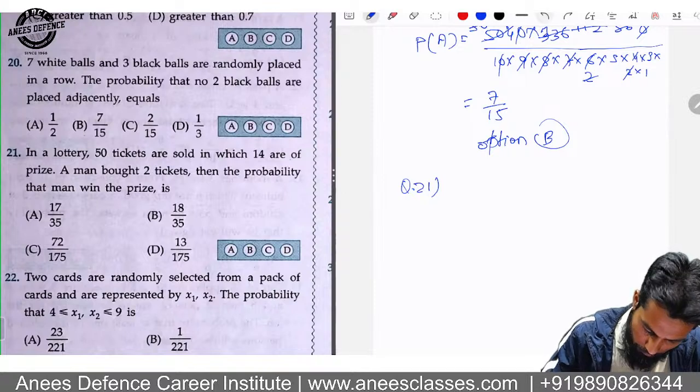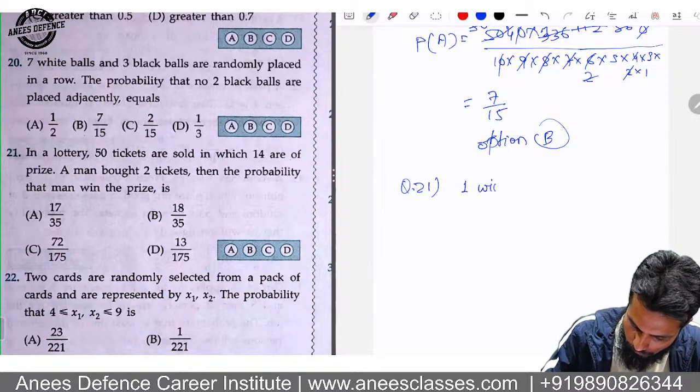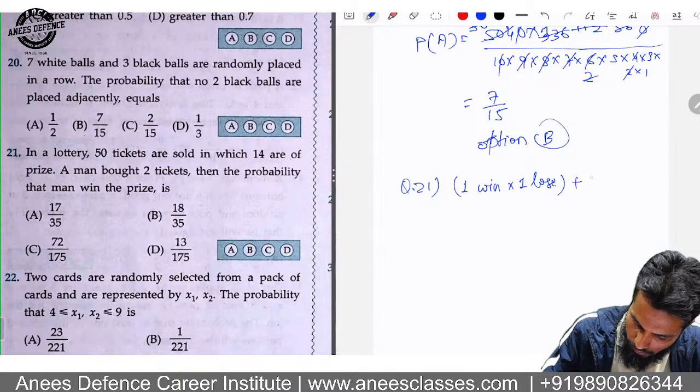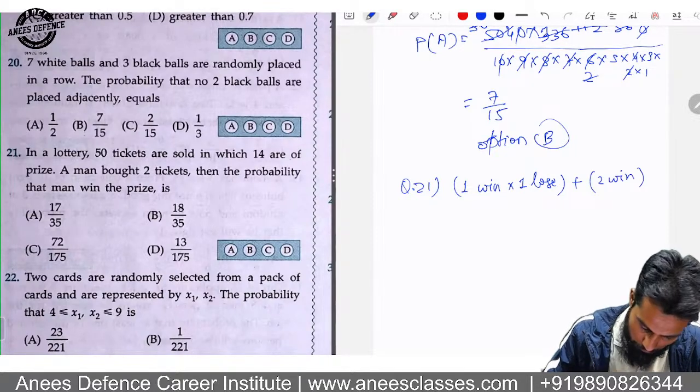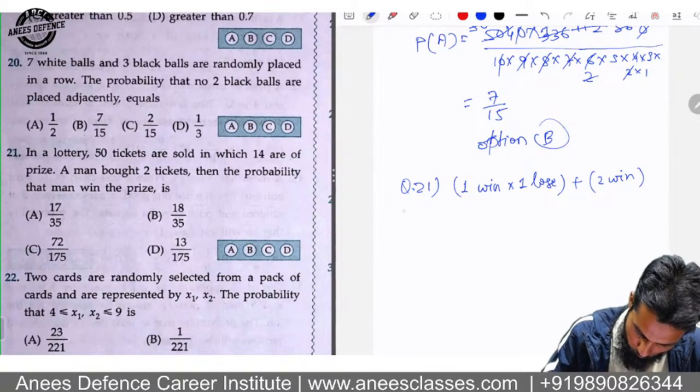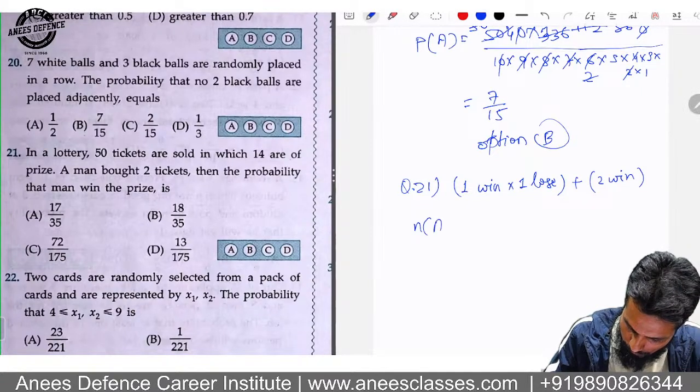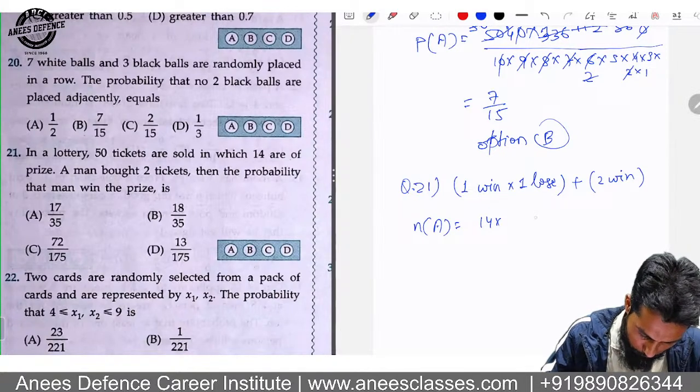You will get 2 cases: one winning and one losing, multiplied with 1 loss out of those 2 tickets, or plus both winning. Now 14 are for the winning case, so 14C1, that is 14 only. Let me write N of A directly. Out of the 14 you get 1 for winning, and other than 14 out of 50, how much is left? 36. Then 14 into 36, divided by 50C2.